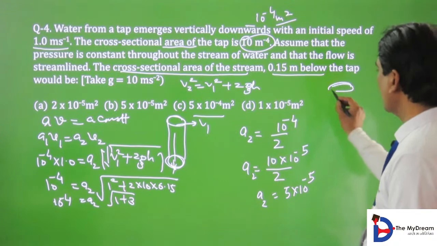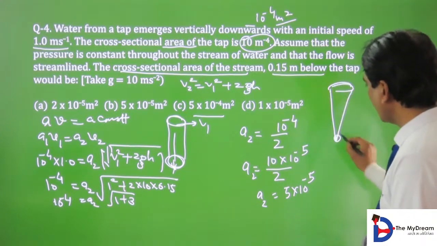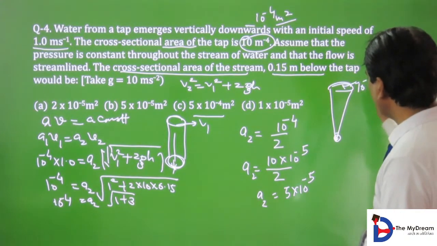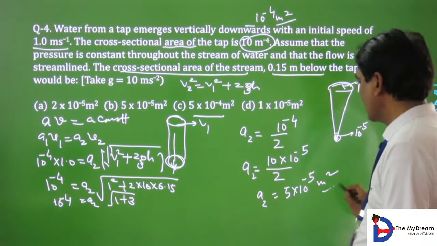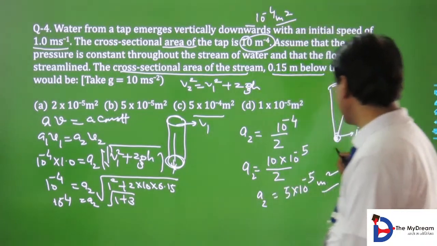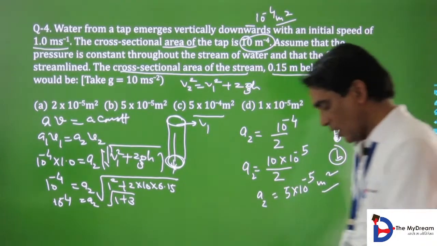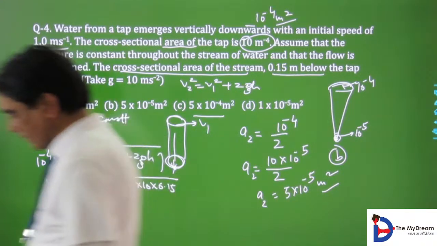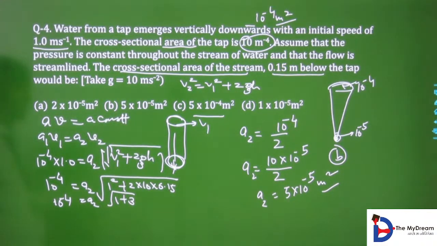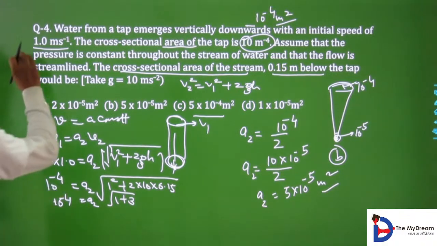Area of cross section will be something like this, 5 into 10 raised to the power minus 5 meter square. Which one is correct? Option B is correct. With the help of the equation of continuity, we have solved this problem. Now, the next question.